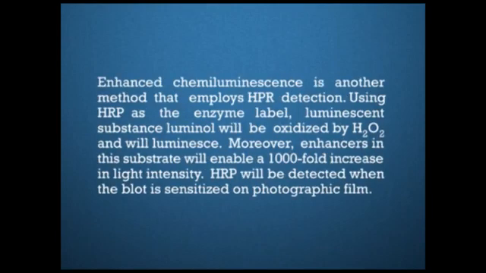Enhanced chemiluminescence is another method that employs HRP detection. Using HRP as the enzyme label, luminescent substance luminol will be oxidized by hydrogen peroxide and will luminesce. Moreover, enhancers in the substrate will enable a 1,000-fold increase in light intensity. HRP will be detected when the blot is sensitized on the photographic film.